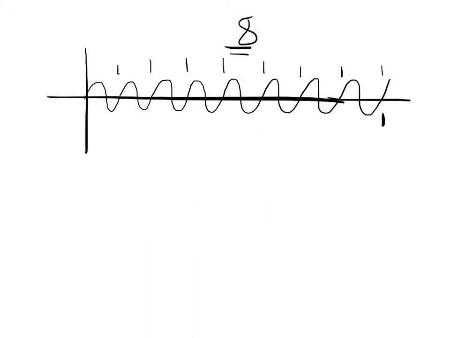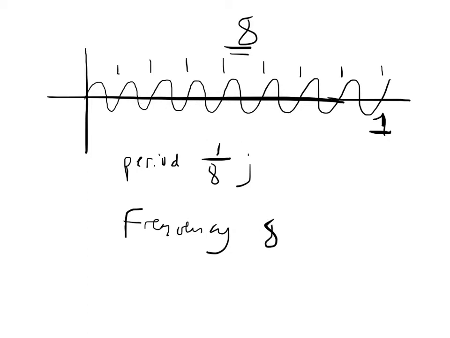One more example. Periodic, and over 1 unit, I've had my period repeat 8 times, so my period is 1/8, and my frequency is the reciprocal of that, which is 8.